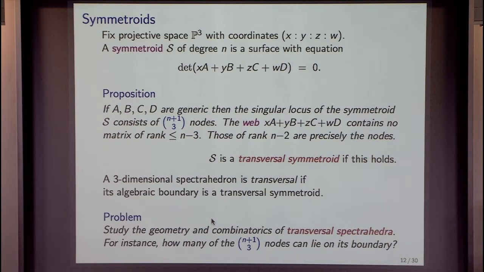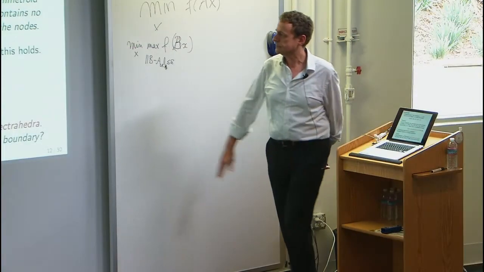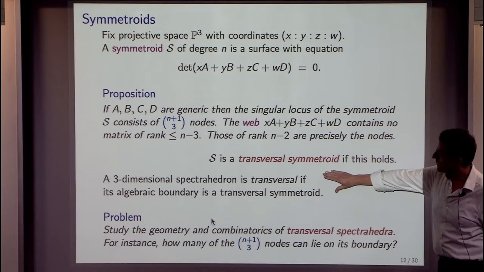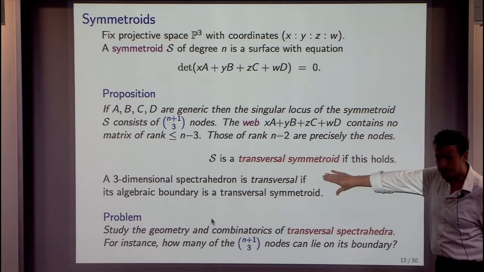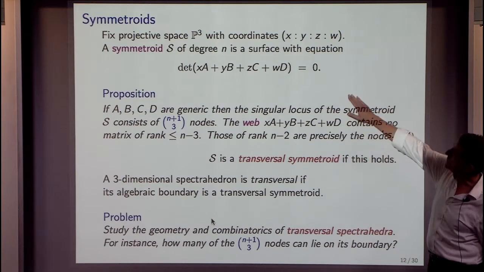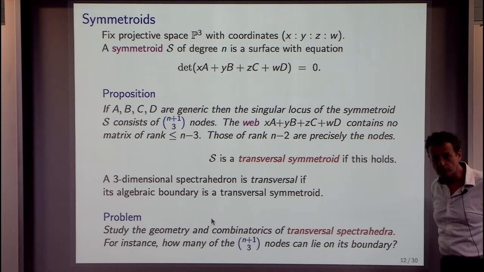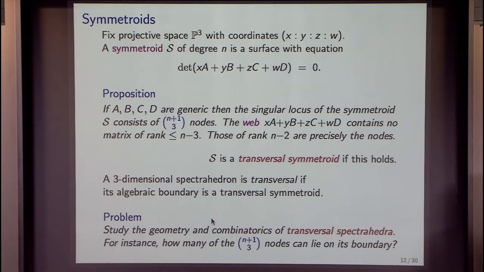Peter. Fine. What is a transversal spectrahedron? So I'm going to say a spectrahedron is transversal if the corresponding symmetroid, the corresponding boundary surface, satisfies these genericity conditions.